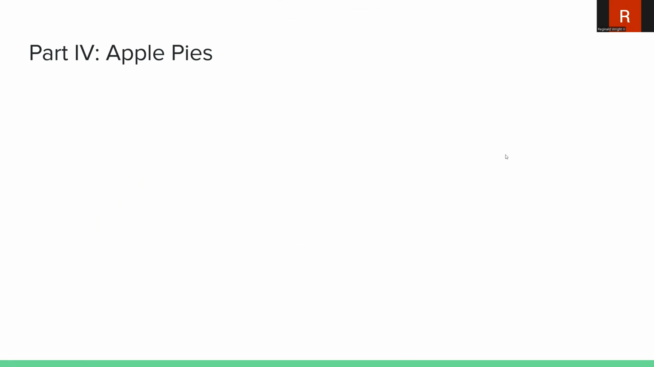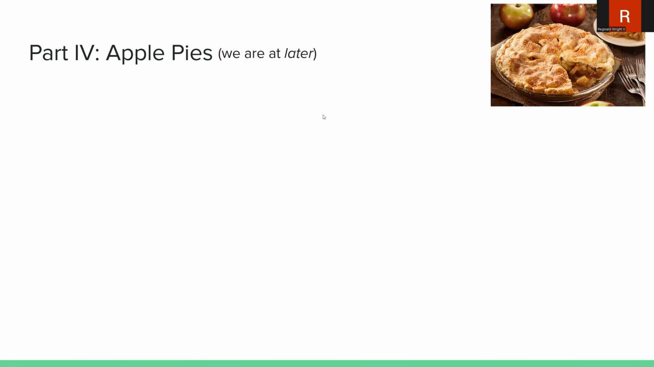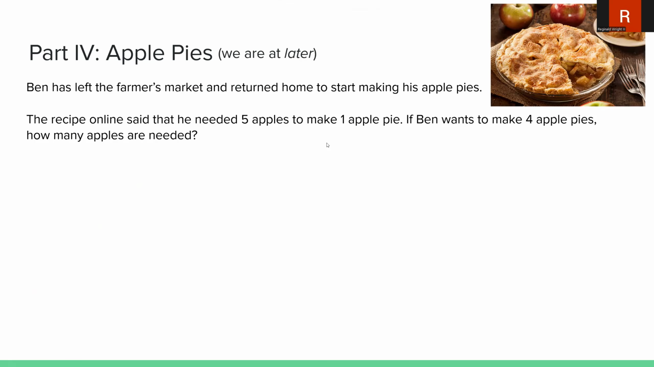Alrighty, it's time to move on to apple pies. We are now at later. Remember when I said we'll see pies later? Okay. Ben has left the farmer's market and returned home to start making those pies. The recipe online said he needs 5 apples to make 1 apple pie. If Ben wants to make 4 apple pies, how many apples are needed?